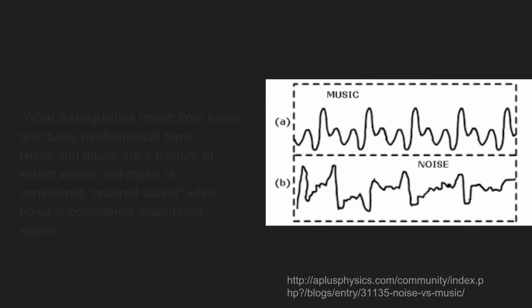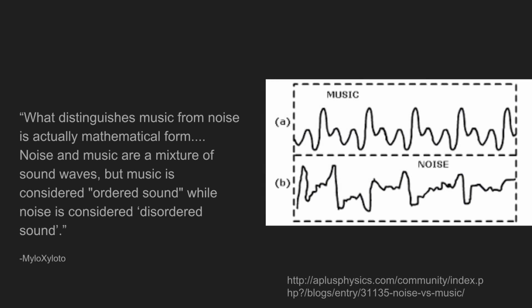Music is structure. I love this quote. It says, what distinguishes music from noise is actually mathematical form. Noise and music are a mixture of sound waves, but music is considered ordered form, while noise is considered disordered form, right? And there's some amazing composers that have pushed this. Philip Glass is one of them, right? Steve Reich. And they've pushed this notion of what sound actually is.